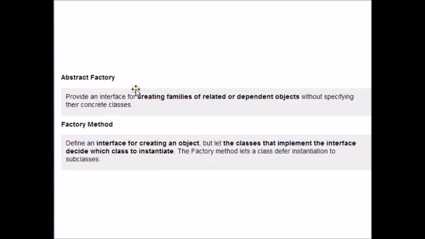Abstract factory provides an interface for creating families of related or dependent objects without specifying their concrete classes, whereas factory method defines an interface for creating an object, but lets the classes that implement the interface decide which class to instantiate. The factory method lets a class defer instantiation to subclasses. Alright, some people are not so good at formal definitions, so let's explore further.